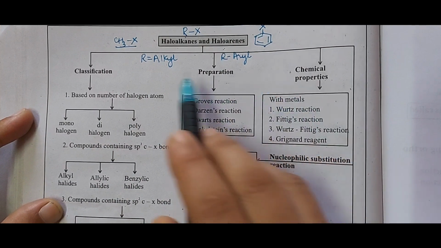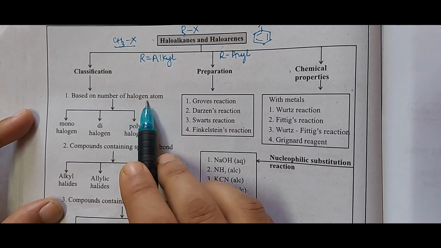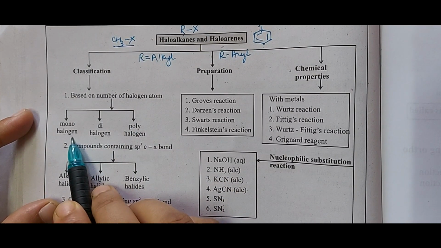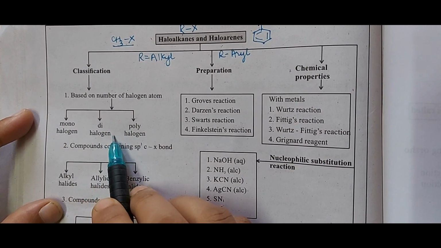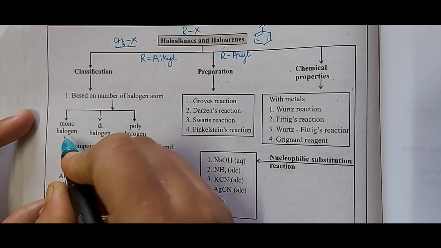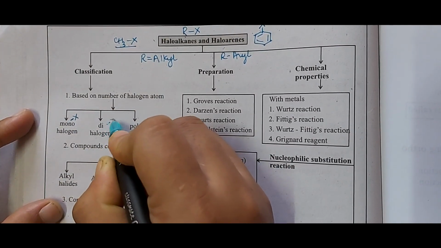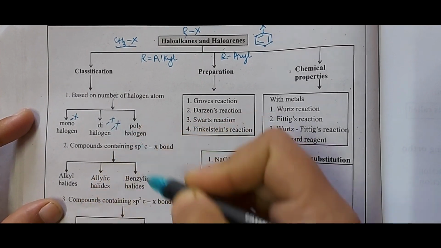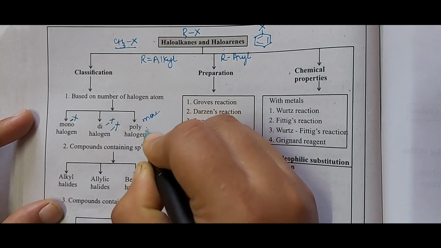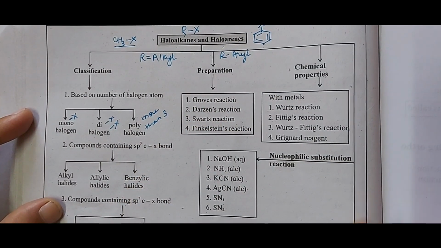In classification, the first classification is based on the number of halogen atoms attached to the alkyl group or aryl group, whether it has one halogen atom, two halogen atoms, or more than two. If the alkyl chain or aryl ring has one halogen atom, we call it a monohaloderivative, two halogen atoms a dihaloderivative, and more than three halogen atoms polyhaloderivatives.